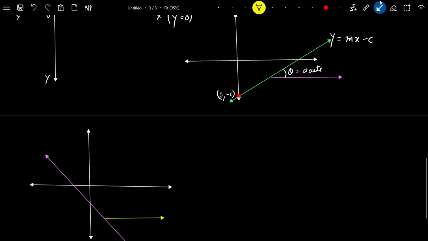So this is the positive direction of the x-axis. First look at theta. Theta is obtuse. That means the slope is negative. So what should be the equation of this line? y equals negative mx.